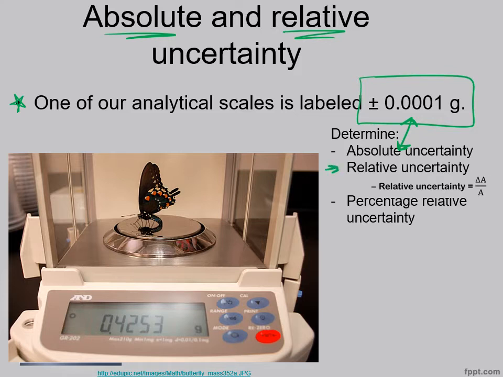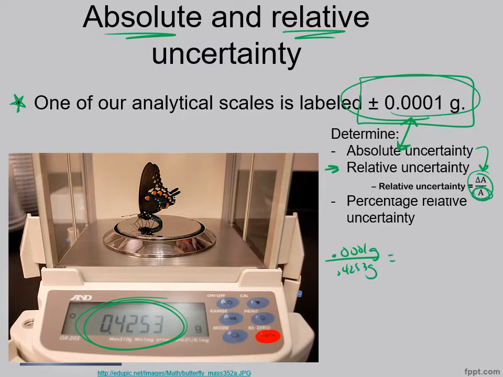Relative uncertainty is going to be the absolute uncertainty divided by the measurement. Absolute uncertainty is here, 0.0001, divided by our value. Our measurement is here on the scale, 0.4253. So our uncertainty is going to be 0.0001 divided by 0.4253. Handy dandy calculator says that's going to be 2.4 times 10 to the minus 4. This is our relative uncertainty.